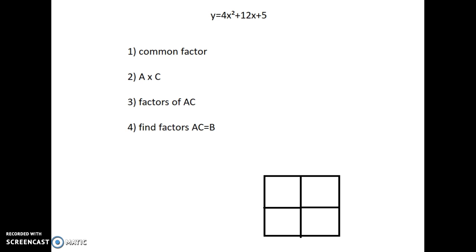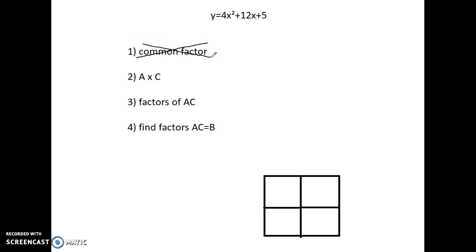The first thing we're going to do is try to see if there's a common factor between all 3 terms. 4 and 12 have a common factor of 4, but when you go on to 5, there's no common factor between all 3 of them, because 4 is not a factor of 5. So there is no common factor, so I'm just going to cross that out.